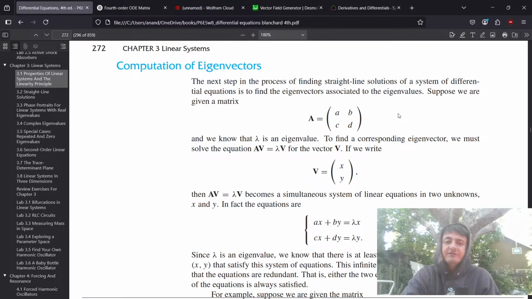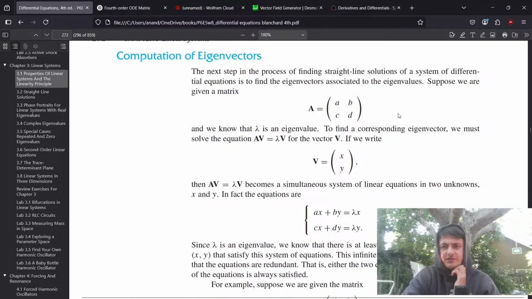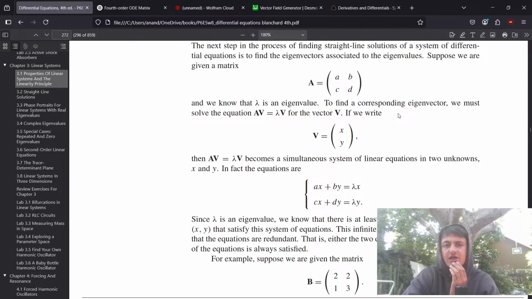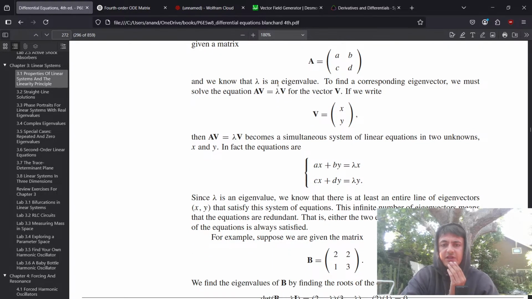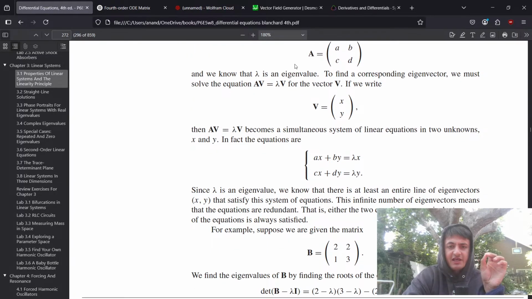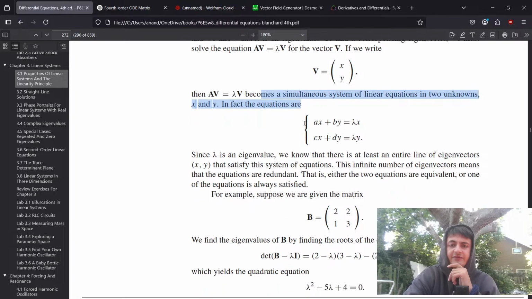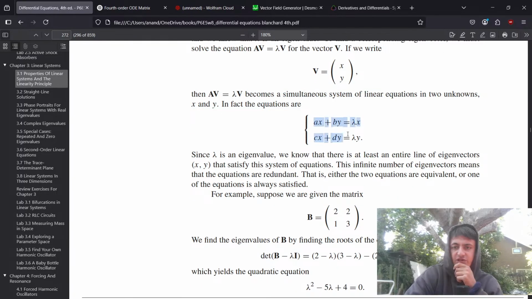All right, computation of eigenvectors. The next step in the process of finding straight line solutions of a system of differential equations is to find the eigenvectors associated with the eigenvalues. Suppose we are given A, and we know that lambda is an eigenvalue. To find the corresponding eigenvector, we must solve the equation AV equals lambda V for the vector V. If we write V equals X, Y, then AV equals lambda V becomes a simultaneous system of linear equations in two unknowns, X and Y. In fact, the equations are just like we had before, except we now know lambda, right?